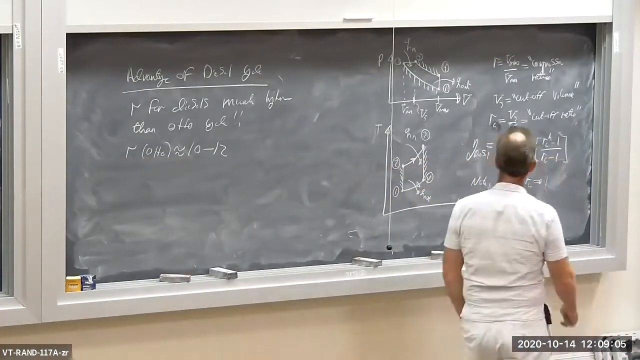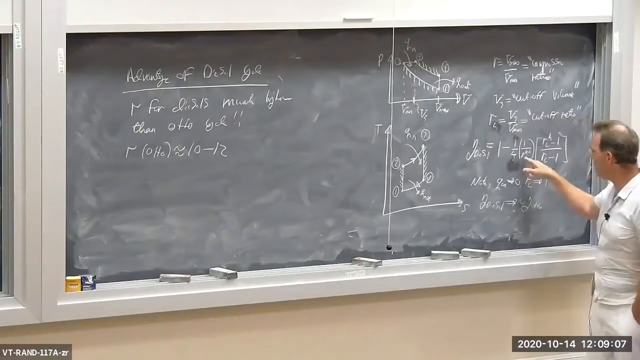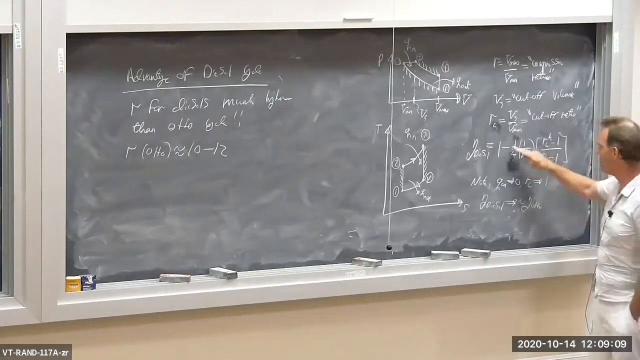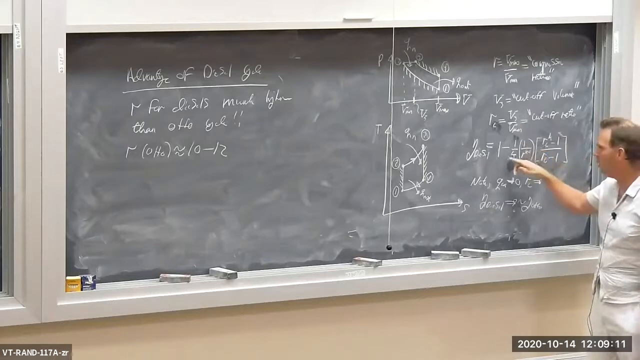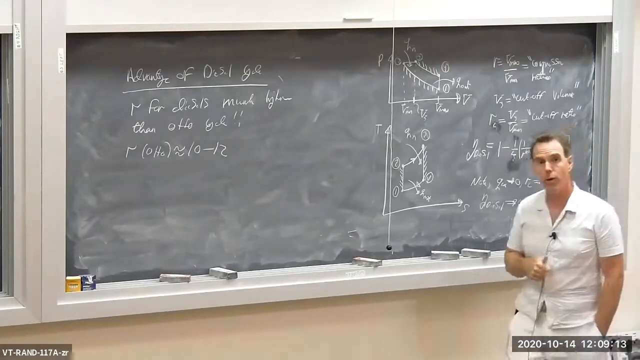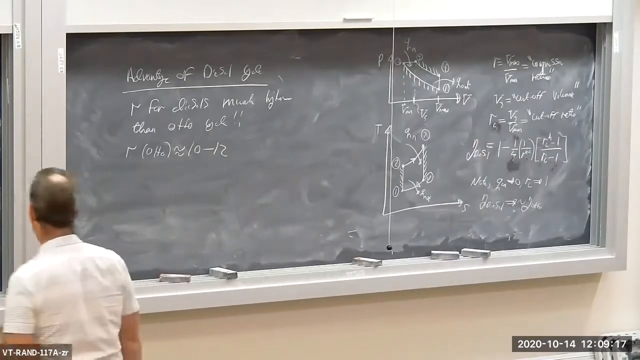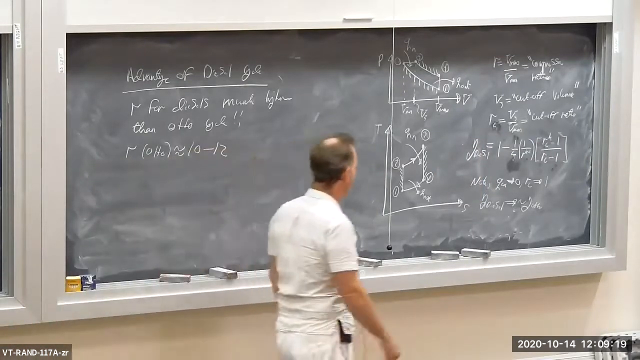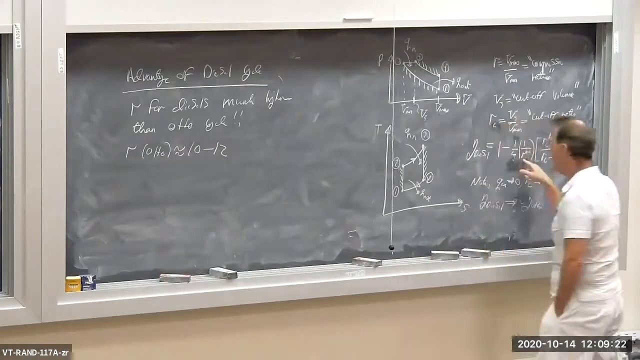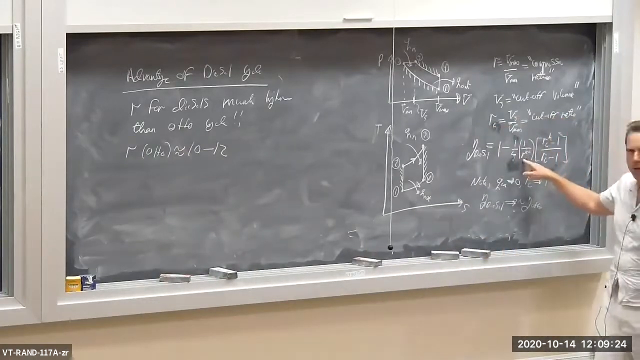And notice here that as the compression ratio gets very high, this entire term gets very small, and the efficiency of the diesel cycle goes to the efficiency of 1. Very high efficiencies are possible with a diesel because we can crank up the compression ratio.